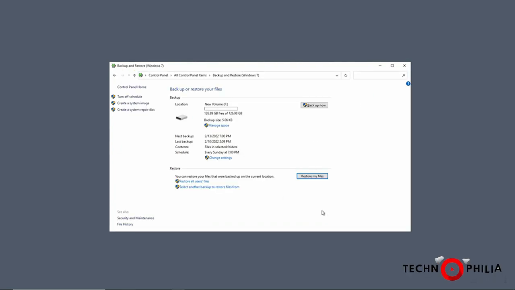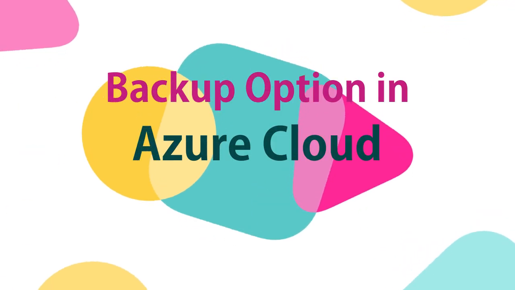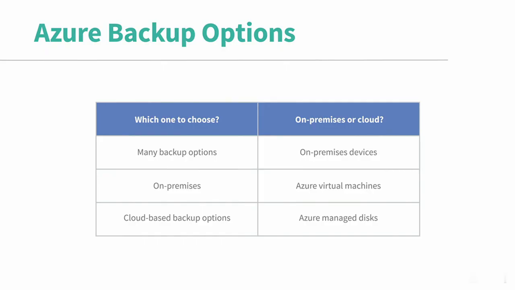Windows Client Backup can be easily done using the included application to either a local drive or to a network share. There are also third-party cloud solutions for a fee that can back up as well. Azure has many backup options from which to choose. Some are for on-premises devices and others are cloud-based. Let's take a look at some of these options.